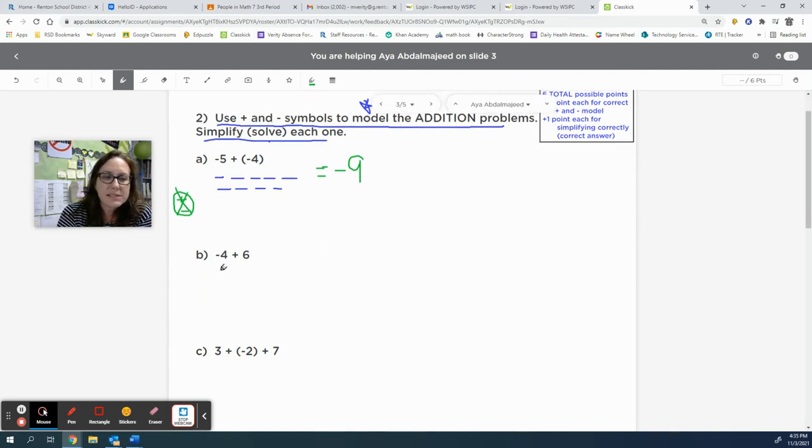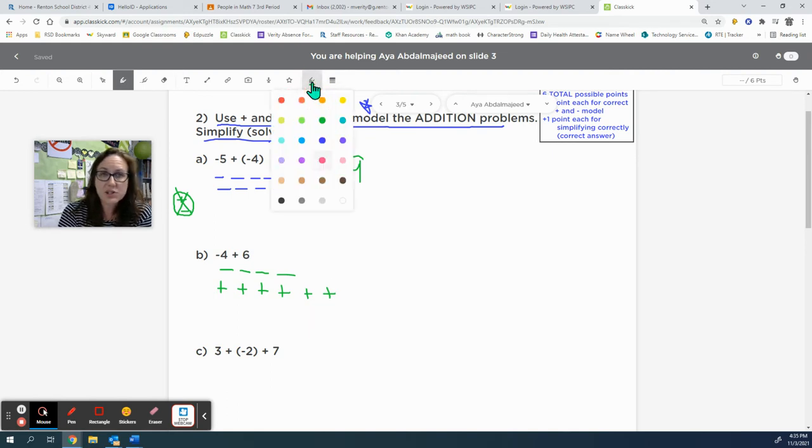Okay, the next one is -4, 2, 3, 4, plus 6 positives. So I'm adding that to my model. 5, 6. Okay, now this time I do have numbers that I can cancel out. This here is a 0 pair because the positive cancels out the negative.